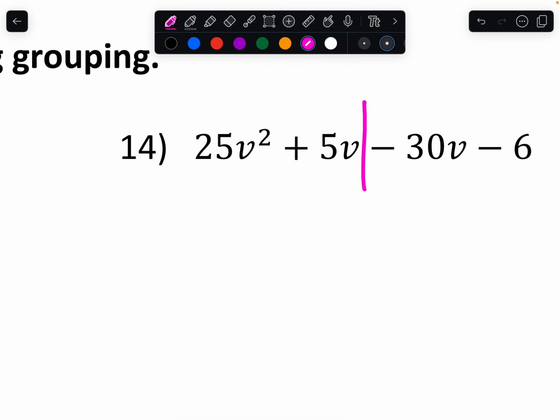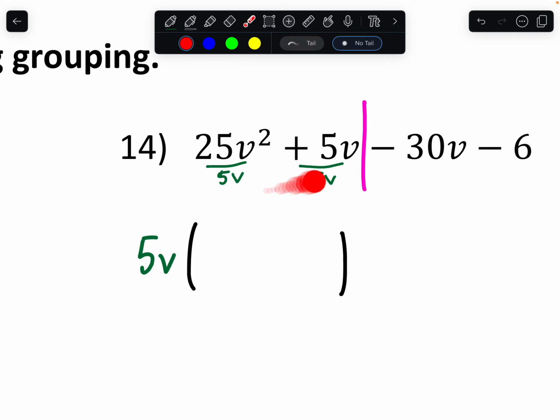I'll look at that first pairing and say, what do they have in common? They both have 5v in them, so that 5v would come outside. And then another way you can think of this is we put 5v down here, put 5v out here, so that common factor is what ends up on the outside.